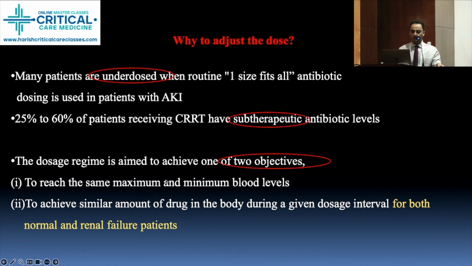So the dosage regimen, what we do at the bedside, has two objectives: to reach the same maximum and minimum blood level, to achieve a similar amount of drug in the body during a given dosage interval for both normal and renal failure patients. So this is what we really want. Whether a patient has renal dysfunction or normal renal function, the same concentration of antibiotic or any other therapy which we give should be achieved in both patients.